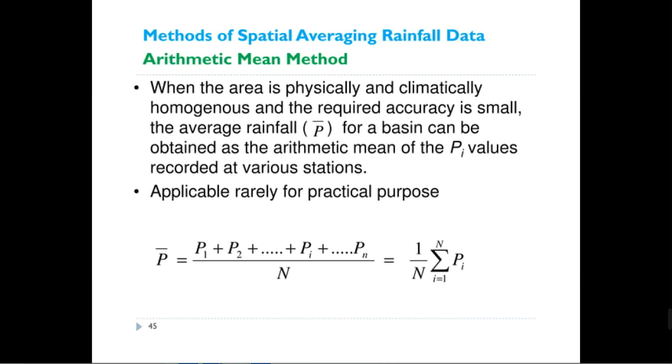Methods of spatial averaging of rainfall data: arithmetic mean method. When the area is physically and climatically homogeneous and the required accuracy is limited, the average rainfall for the basin can be obtained as the arithmetic mean of the Pi values recorded at various stations, P1, P2, P3, Pi, and Pn. It is applicable rarely for practical purposes.